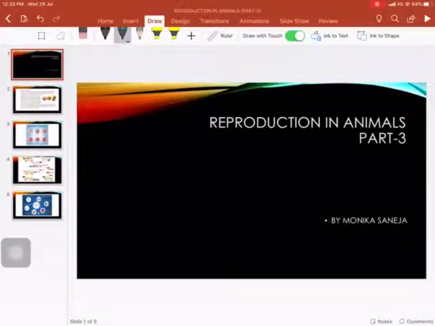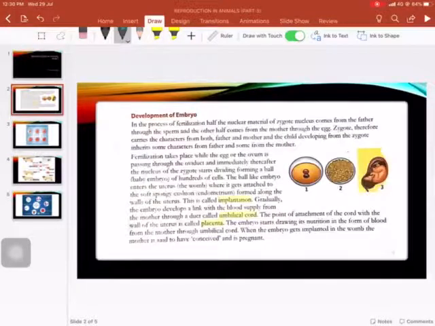We continue with the chapter Reproduction in Animals. Now we come to the next topic. After the fertilization, which we have done in the previous class, today we will study about the development of embryo.